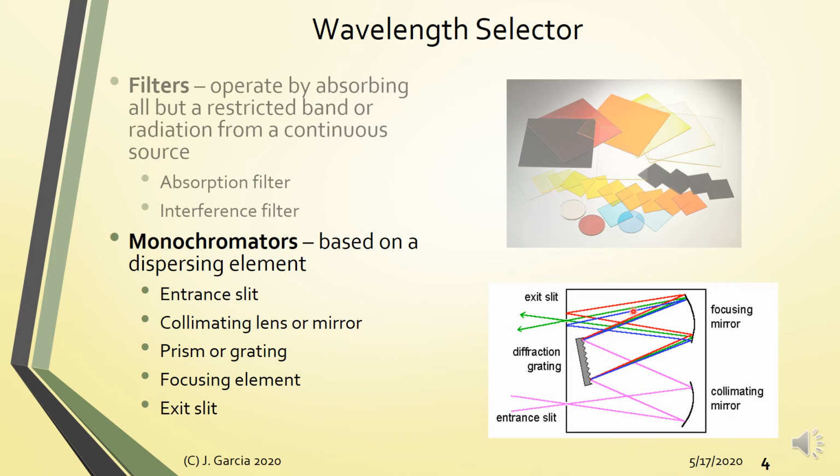control which of the dispersed wavelength you would like to allow to exit the monochromator. So this is how monochromators work. Now, for filters, these are non-dispersive. Okay? That is the difference between them. Whereas if you're using monochromators, you have a dispersive instrument.